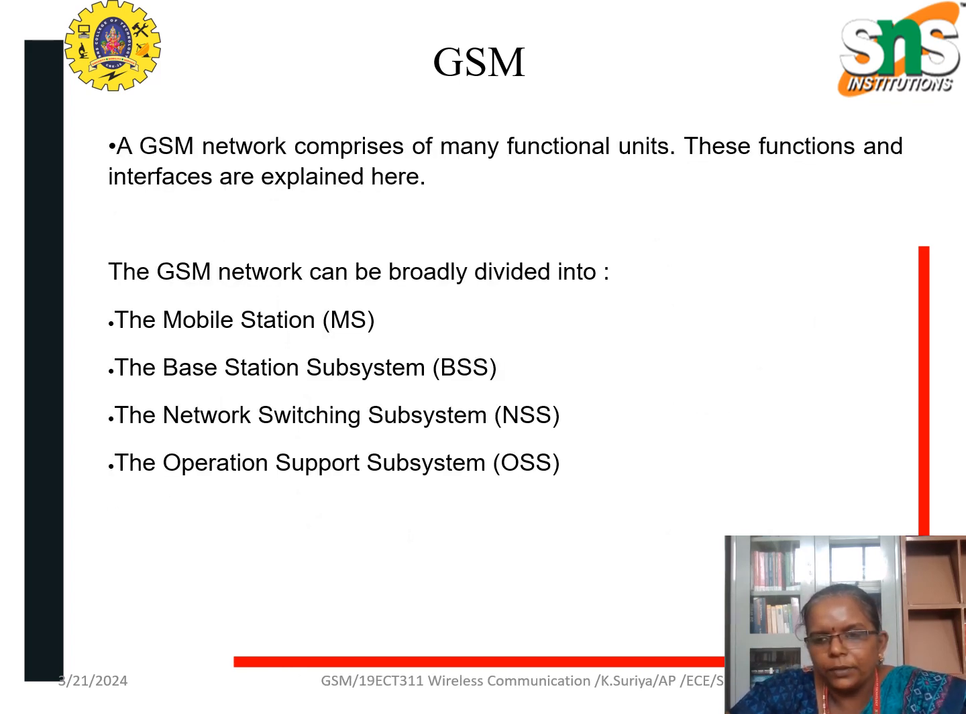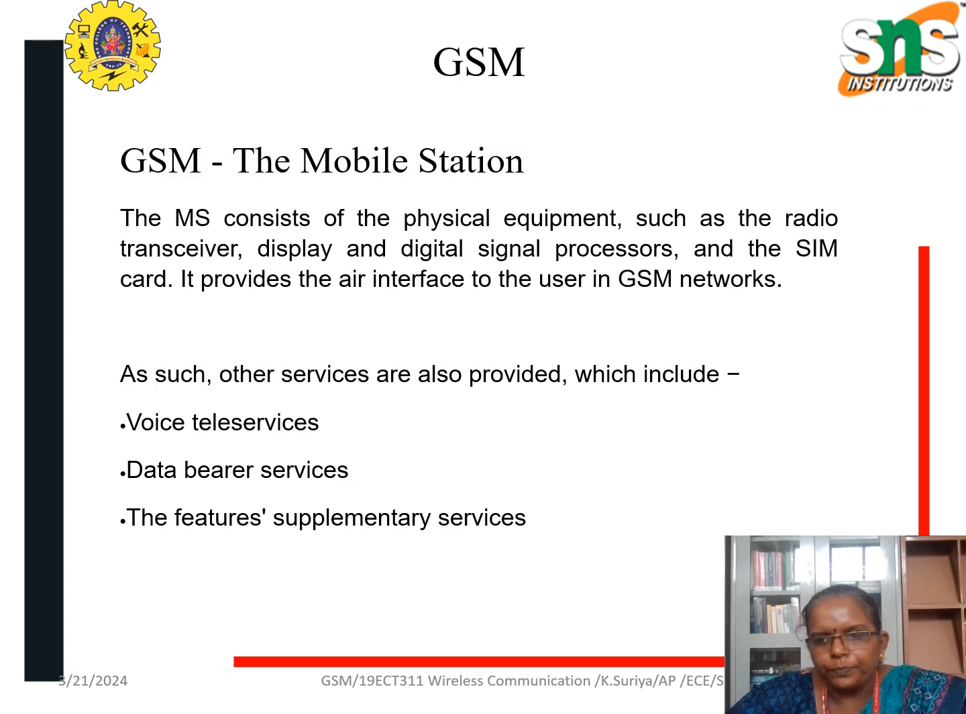So the four main functional units are the mobile station, base station subsystem, network switching subsystem and operation support subsystem. The first one is the mobile station. The mobile station includes your mobile phone device as well as your SIM card. In the SIM card you'll have the IMSI number. That number is very important, because based on that number your subscriptions, your billing details, everything will be monitored. Without a SIM card, you cannot use a mobile phone. You can replace the SIM from one mobile phone to another whenever necessary, and all the data can be transferred between different mobile phones.